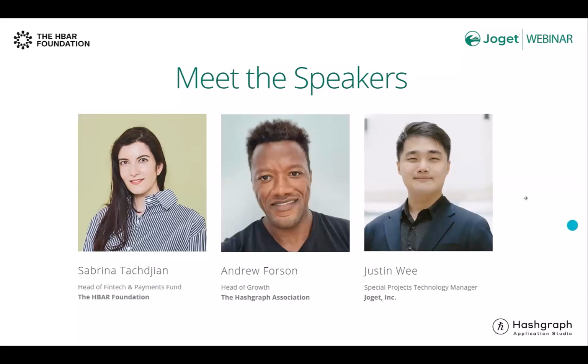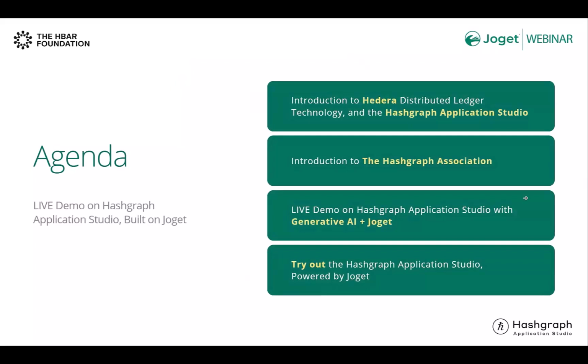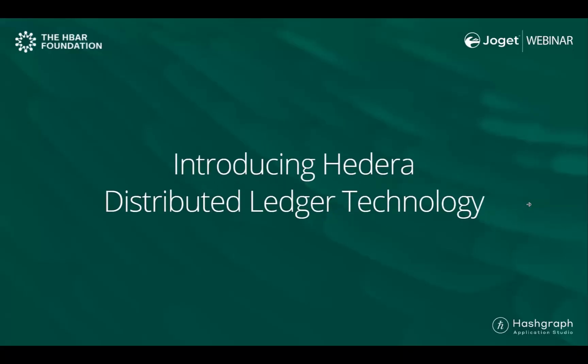So let's take a look at today's agenda. To start with, we will first have a quick introduction on Hedera and the Hashgraph Application Studio, followed by the Hashgraph Association introduction and a live demo to showcase the key features of the platform, along with how you can make use of Joget Generative AI plugin to quickly generate an app skeleton by providing prompts and instructions, so you can focus on the more exciting aspects of the dApps development to create more capabilities that interact with the Hedera network. Without further ado, I will now pass it over to Sabrina to kickstart the session.